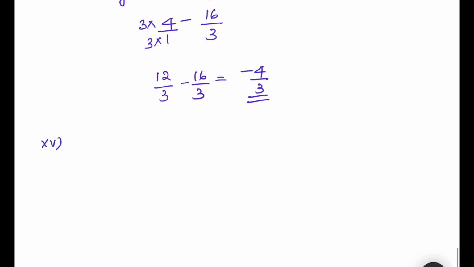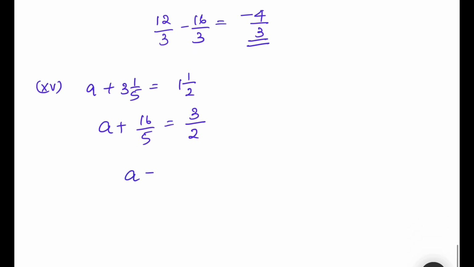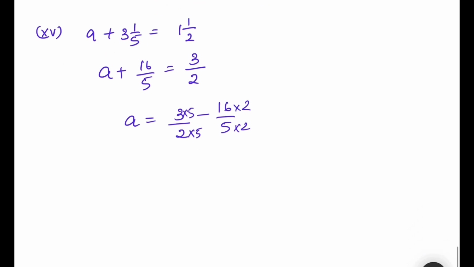Coming to the 15th question, we have a plus 3 1 by 5 equal to 1 1 by 2. a plus 16 by 5 equal to 3 by 2. So I can write a is equal to 3 by 2 minus 16 by 5. In order to make the denominators equal, I need to multiply 5 here and 2 here. So what do I get? 15 minus 32 by 10 equal to minus 17 by 10. It is equal to minus 1 7 by 10.